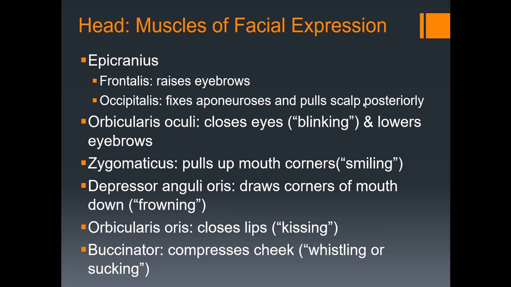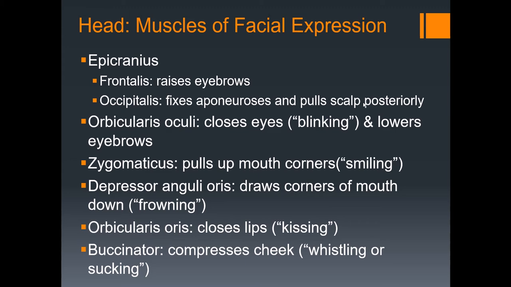Oris means mouth, so depressor means down, and anguli means angle, so we're pulling down the angles of your mouth, so we're drawing your mouth downward. So when you frown, you are using the depressor anguli oris muscle. The orbicularis oris muscle is a round muscle surrounding your mouth that is responsible for closing your lips. And so when you kiss and you make the little fish face, kissy faces, you're using your orbicularis oris muscles.